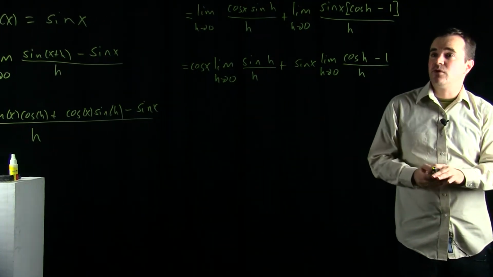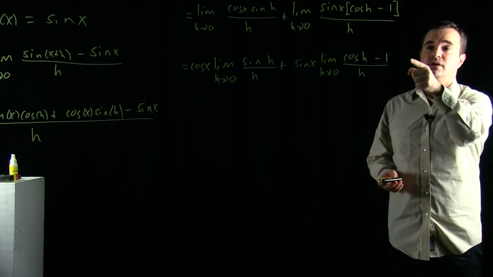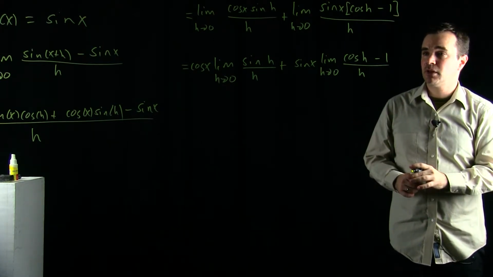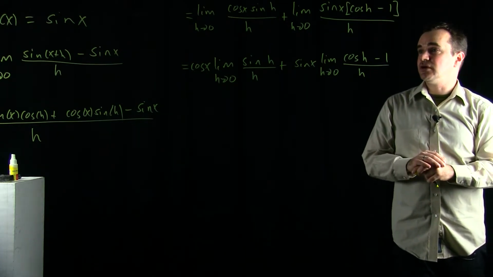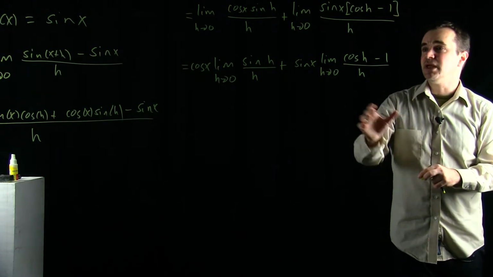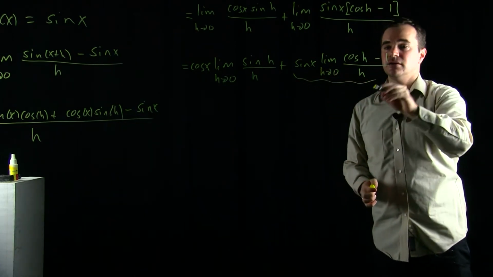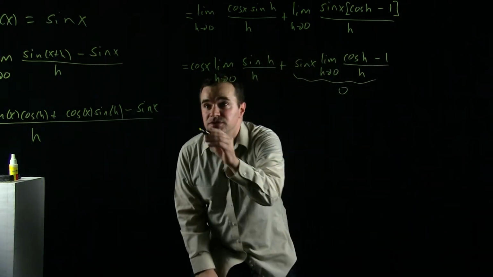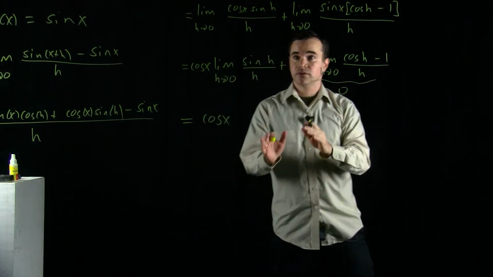And that we've seen before also, and the argument for that was you multiplied by cosine h plus 1 on the numerator and the denominator, so you didn't change the value of the limit when you did that. And then using a trig identity, you reduced it to sine h over h times a quantity that was going to 0, and then you saw that the entire limit was going to 0. So this limit is 0. That means this entire term, that's sine x times 0, that's going to be 0. And so what you're left with now is cosine of x times the number 1.